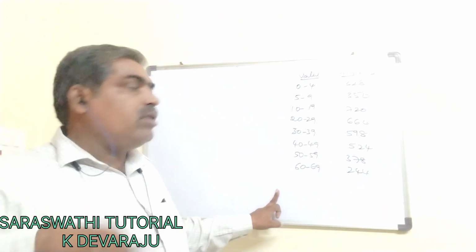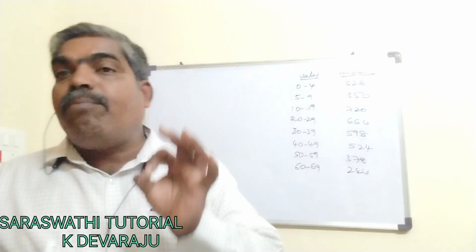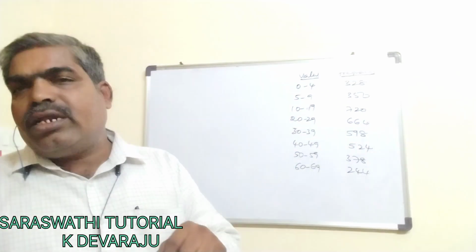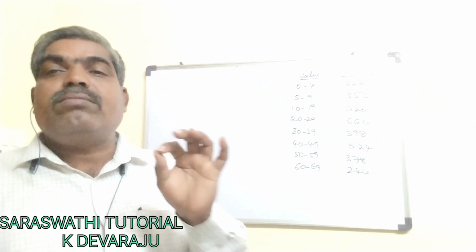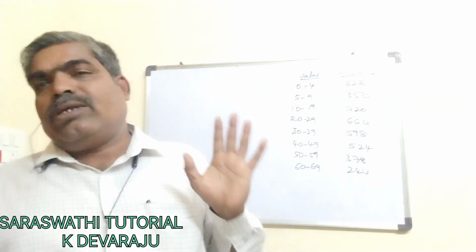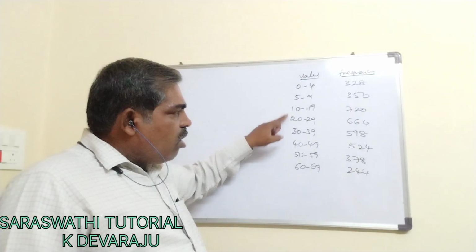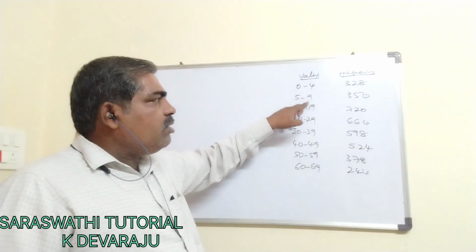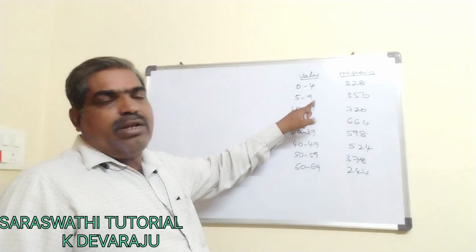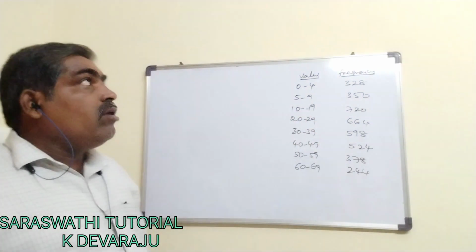Whether the data is given in inclusive method or exclusive method, the application of the procedure will be the same. But when we are calculating the arithmetic mean, class intervals must be equal. If you observe, from 10 to 19, 20 to 29, 30 to 39, all the differences are 10, but the first two are different: 0 to 4 and 5 to 9.